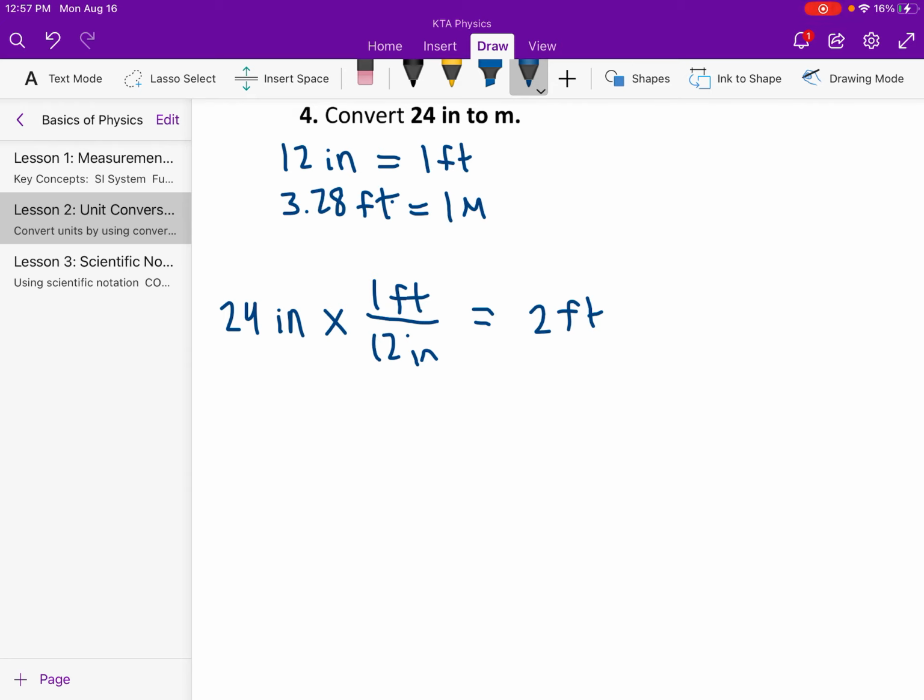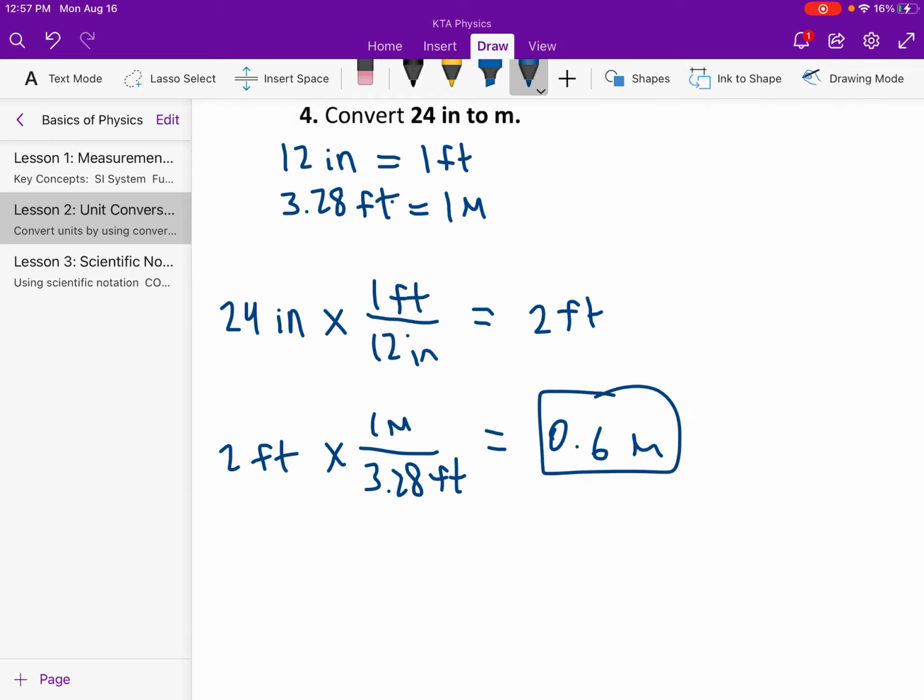So now we take that 2 feet and then we multiply it by a different unit on top, 1 meter, same unit on the bottom, 3.28 feet. That would mean 2 times 1 divided by 3.28, which is 0.6 meters. So that's our answer. And remember, always have units. So 24 inches is 0.6 meters.